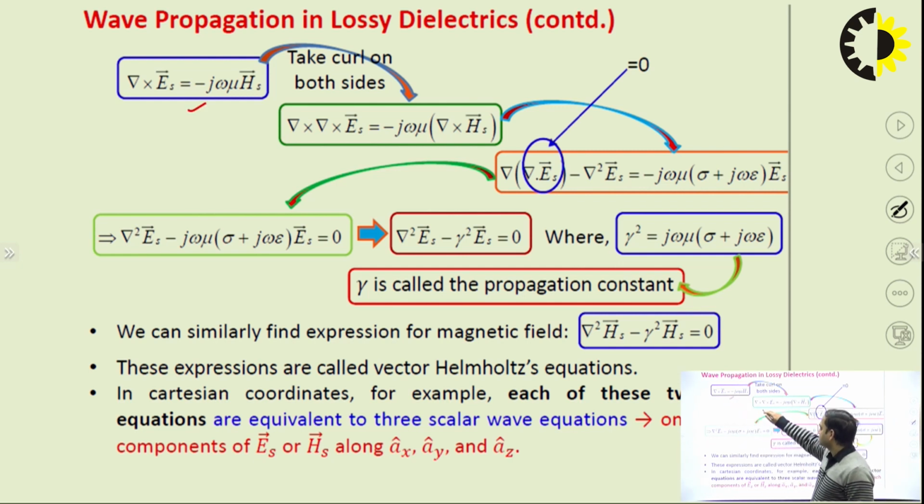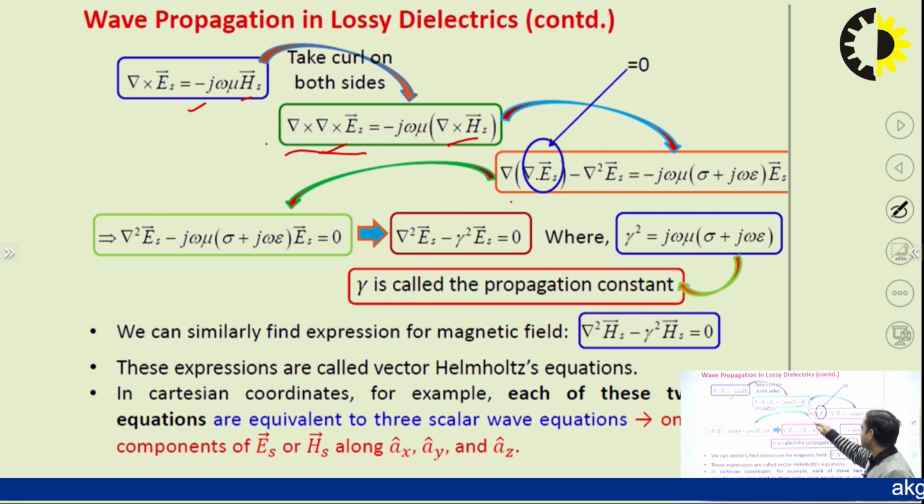In both sides, the equation will become del cross Es and j omega mu, and here we will use the del cross H. Okay. So, we are taking the curl of this. Next step is to use the identity of the del cross del cross Es. So, this identity is like this one.